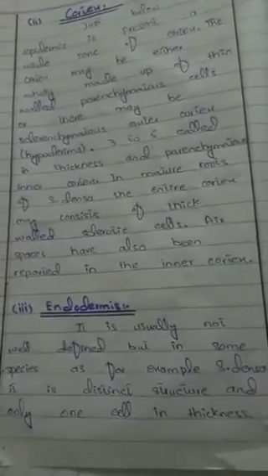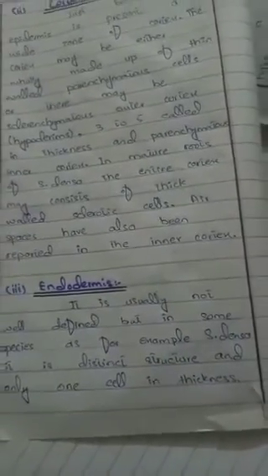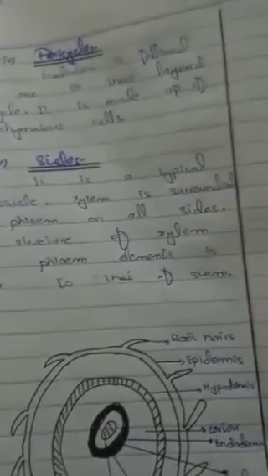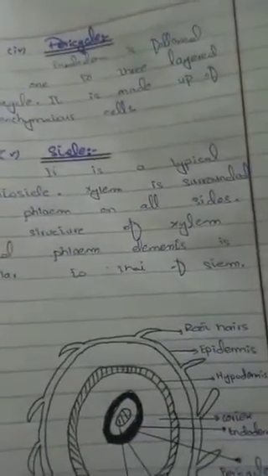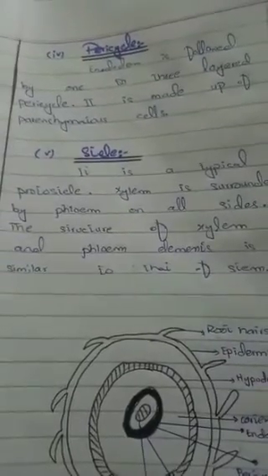Then we discuss the endodermis. It is usually not well defined, but in some species, for example S. densa, it is a distinct structure and only one cell in thickness. Then endodermis के बाद pericycle. Endodermis is followed by 1 to 3 layered pericycle. It is made up of parenchymal cells.